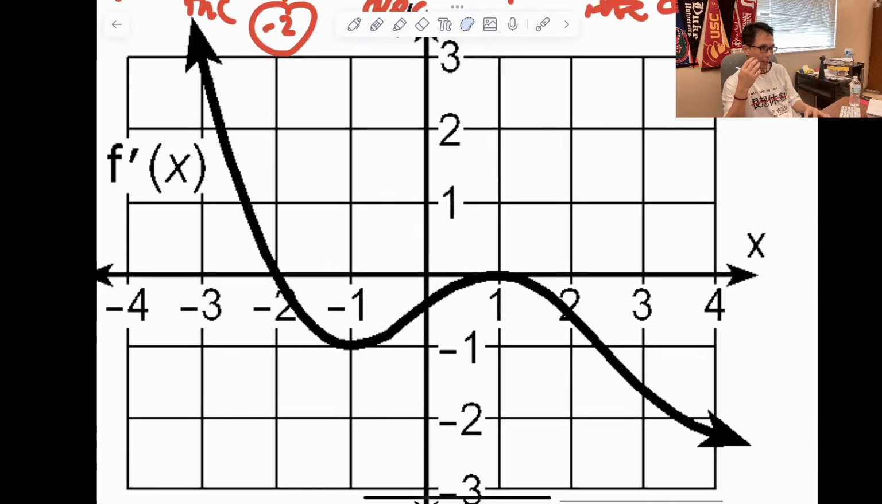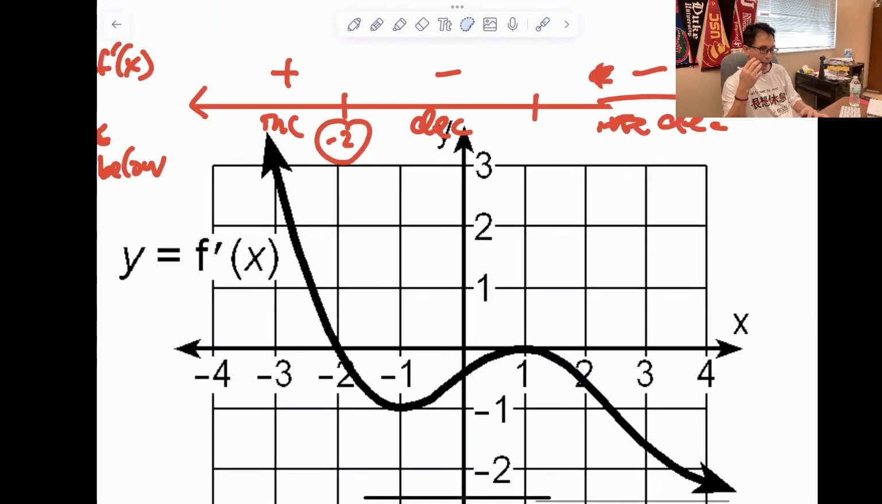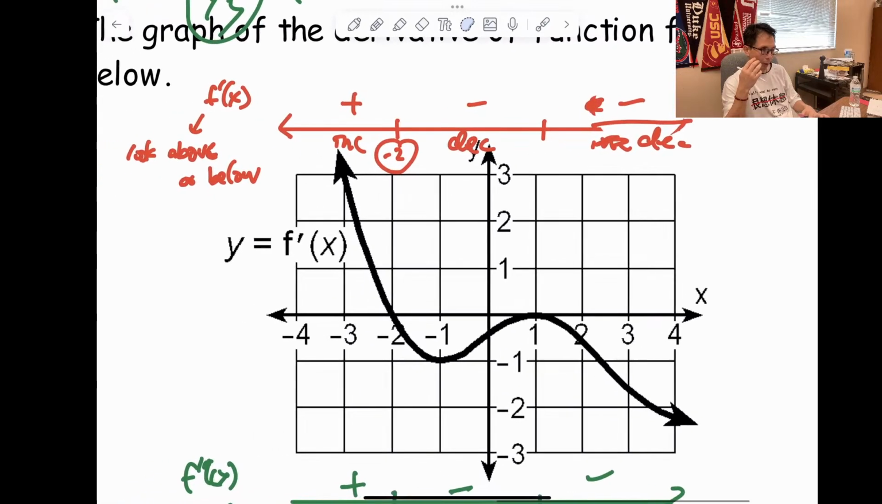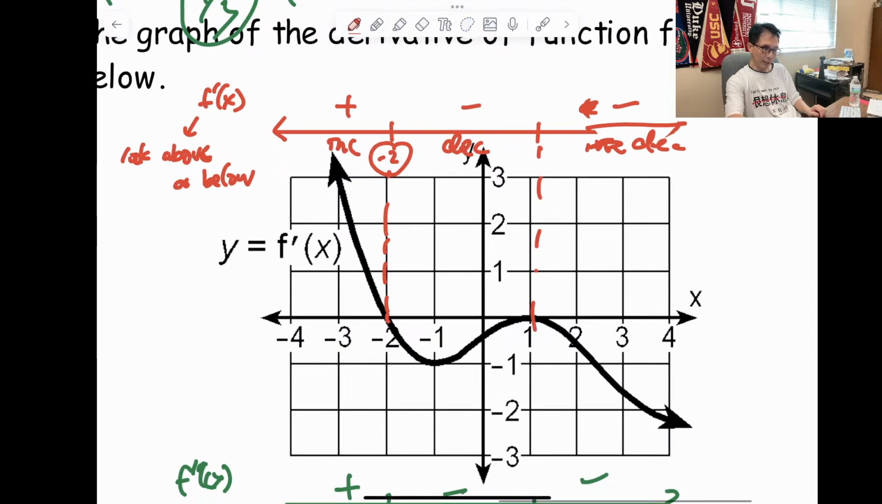Here's my way: you draw a number line. If you pay attention, I drew a number line on the top. Do you see that? And I also label the f prime of x by looking for above or below the x-axis, because above is positive, right? If you're above, you get a positive output. If it's below, it's negative. So all the way to -2 is positive, because it's above the x-axis. -2 to 1 is negative, and after 1 is still negative.